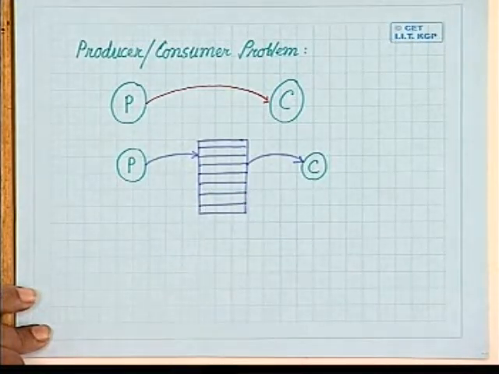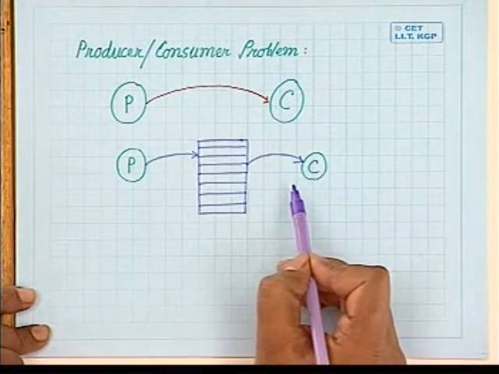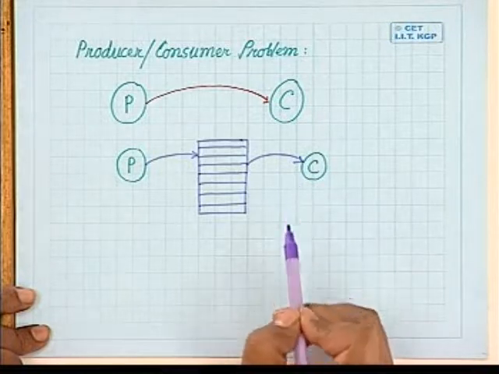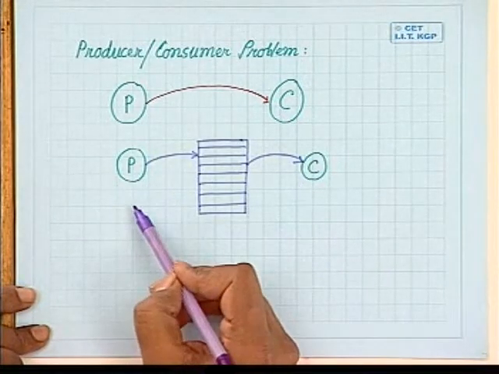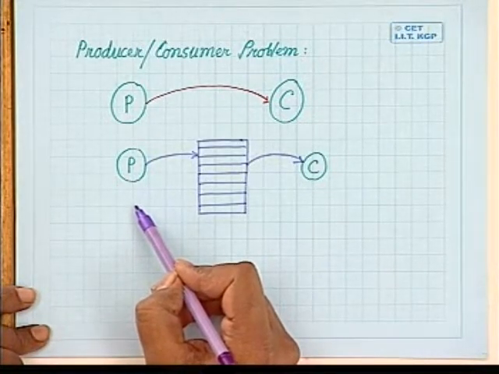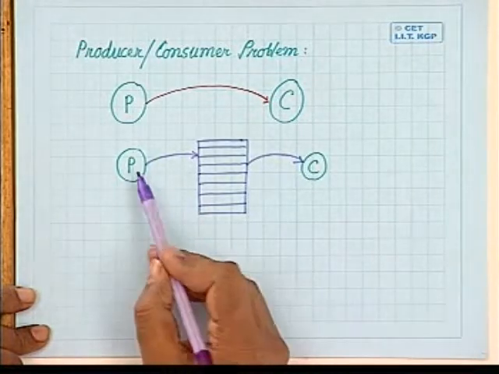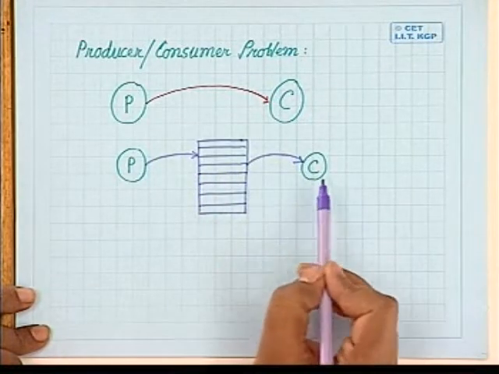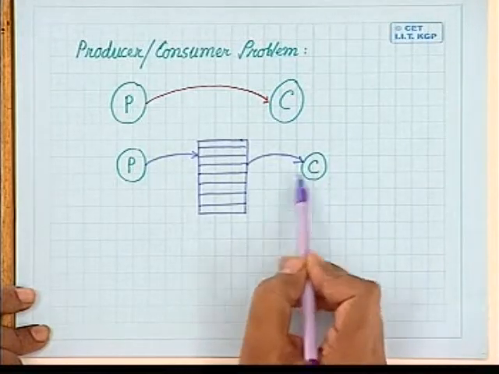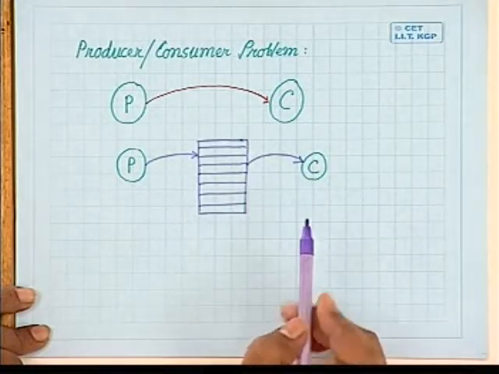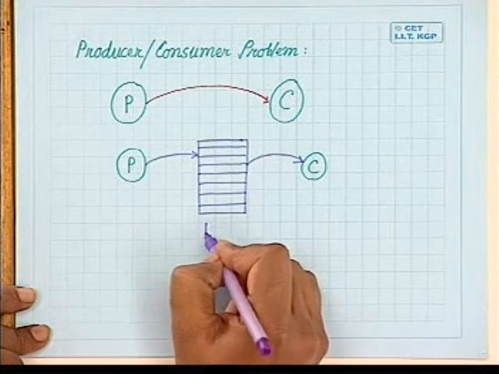So in this case, even if the consumption rate of the consumer is less than the production rate of the producer, there should not be any problem, because the producer will produce the items and put them in the buffer. And the consumer, whenever it needs an item, will consume the item from the buffer. So this is the buffer pool.